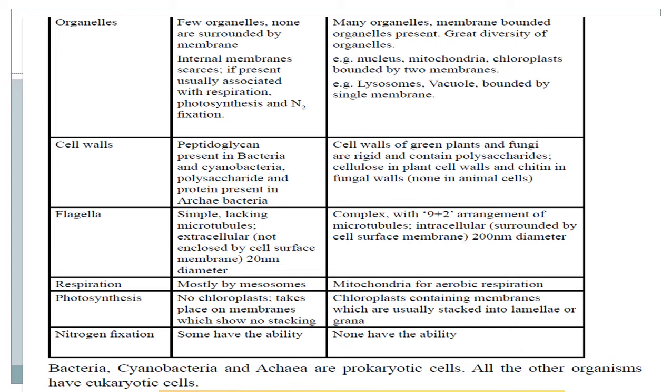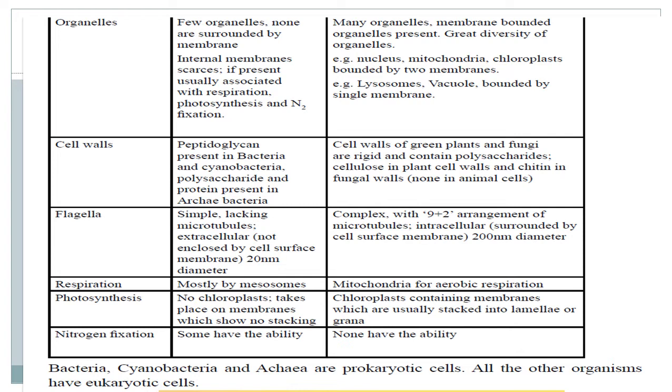Now cell walls consist of peptidoglycan in bacteria and cyanobacteria, and polysaccharide and protein are present in the archaea. While in eukaryotes, cell walls of green plants and fungi are rigid and contain polysaccharides. Okay, so cellulose in plant cells and chitin in fungal cells. So you don't get a cell wall in animal cells as such.